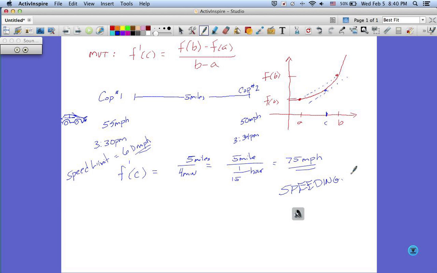So the mean value theorem guarantees the instantaneous velocity, the derivative, the slope of the tangent line, is going to be equal to the slope of the secant line, or in this case, the average velocity. There's the mean value theorem at work. There are plenty of other examples that we can do, and we'll look at several of these problems in class.